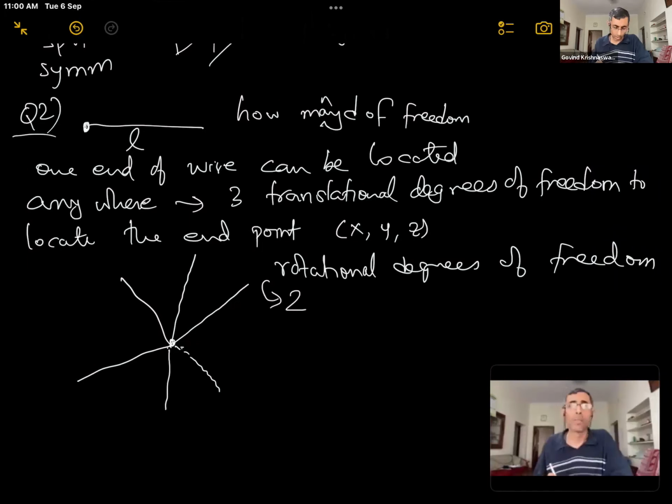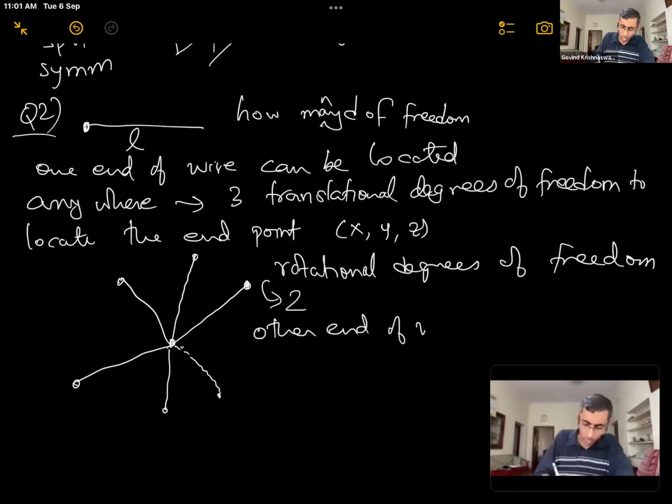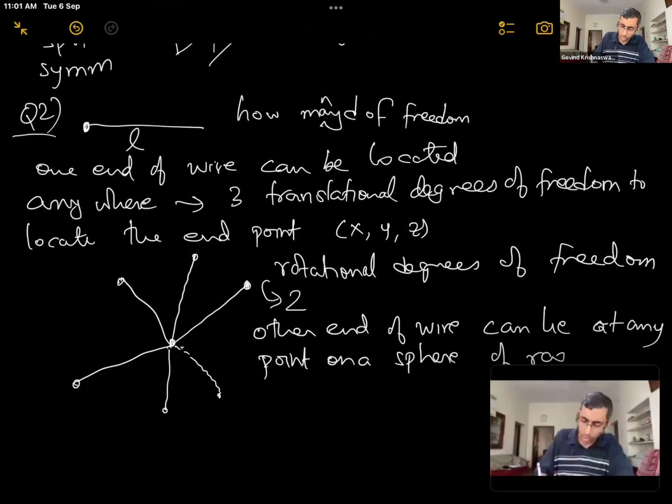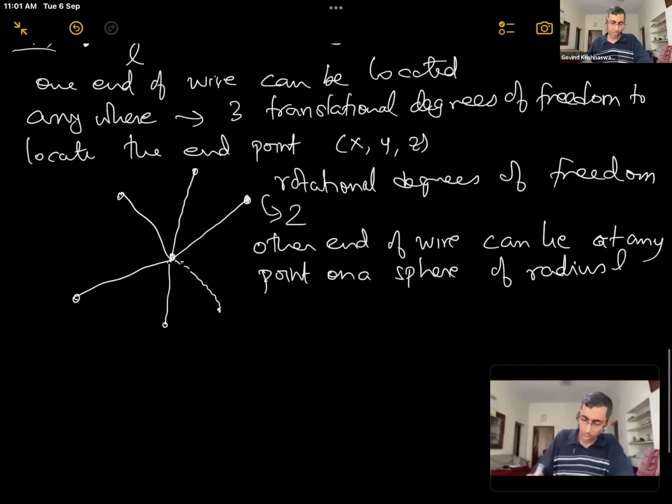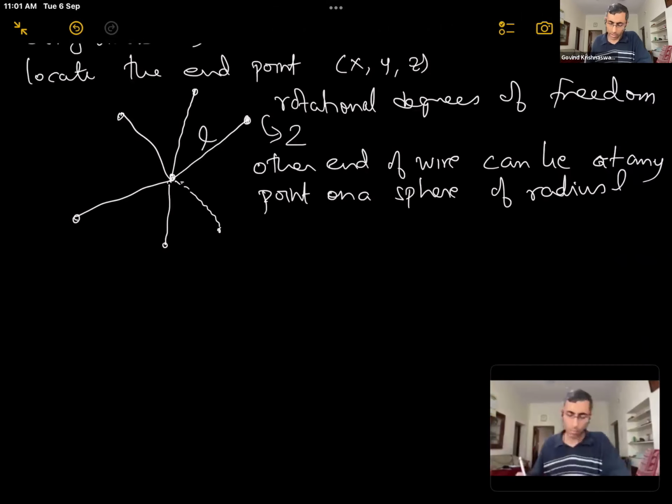And the question is, how many degrees of freedom remain in that process? Yeah, and the answer to that question, many of you have figured out that there are 2 such degrees of freedom. And how do we understand that? Well, the point is, let's choose the other end of the wire. The other end of the wire can lie at any point on a sphere of radius L centered at the marked point.